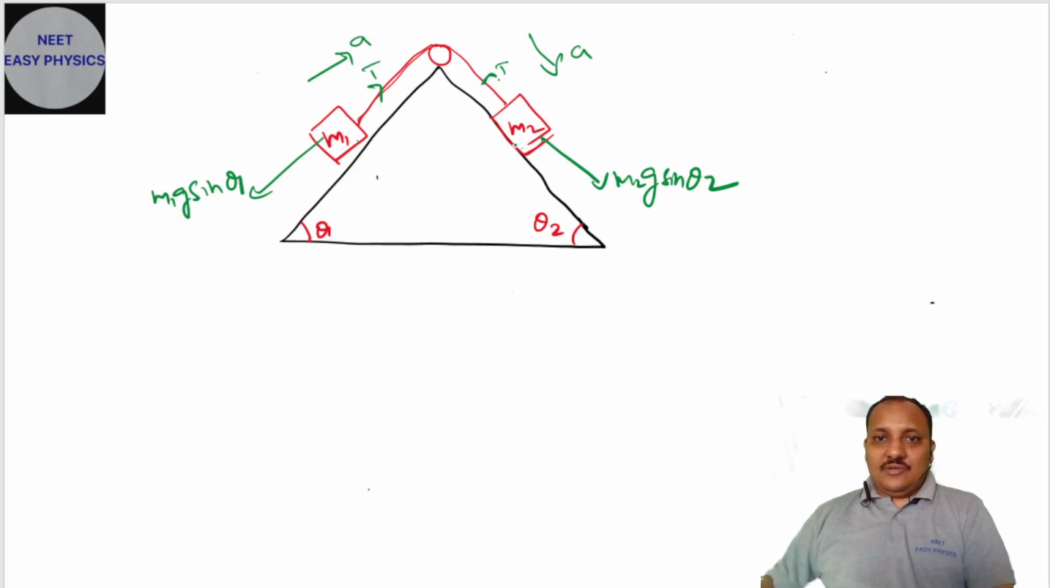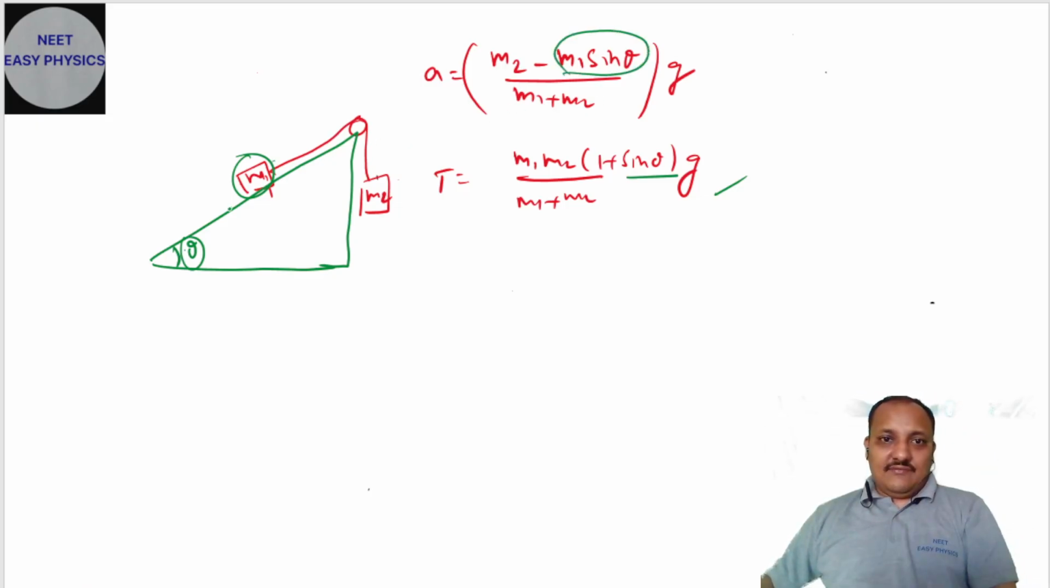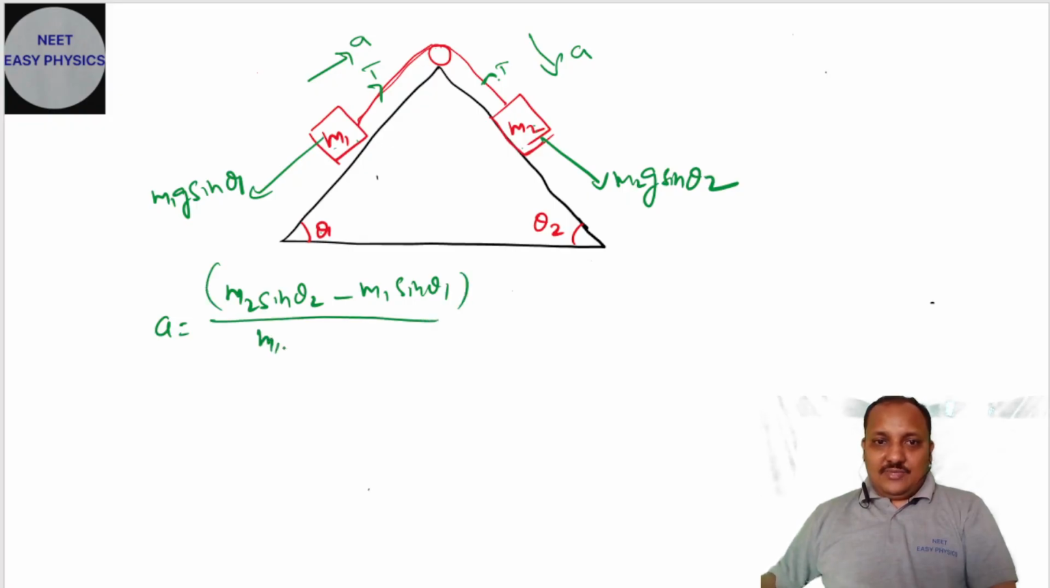Now here both the objects are there on inclined planes. M1 is on theta 1, M2 is on theta 2. Therefore, acceleration you will get from this equation. Here you got M1 sin theta because M1 is there on angle theta. Now here M2 is also there on theta. Therefore, what you will get? Without derivation we are writing M2 sin theta 2 minus M1 sin theta 1, divided by the denominator, do not make any mistake, always M1 plus M2, into g.